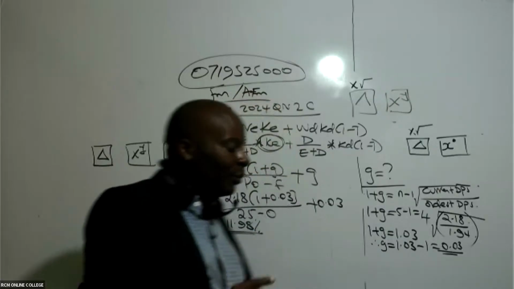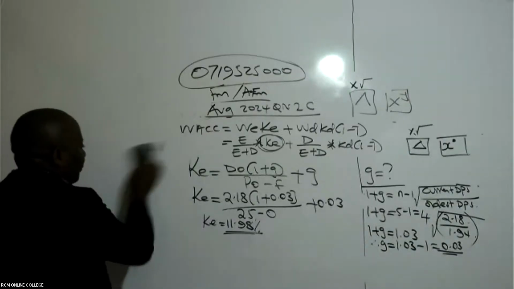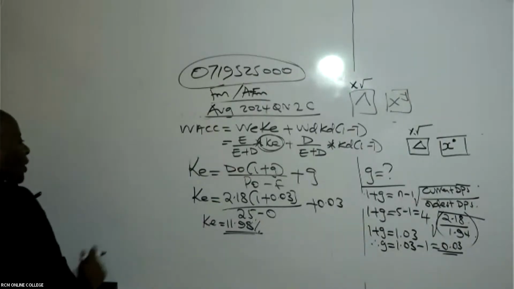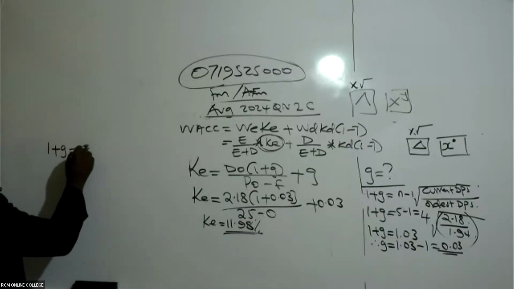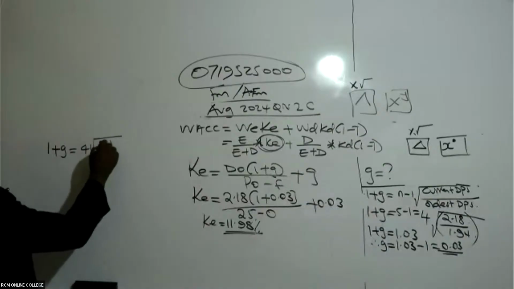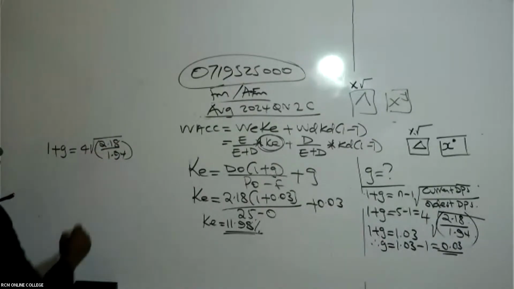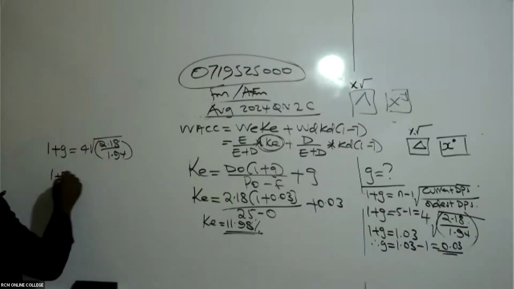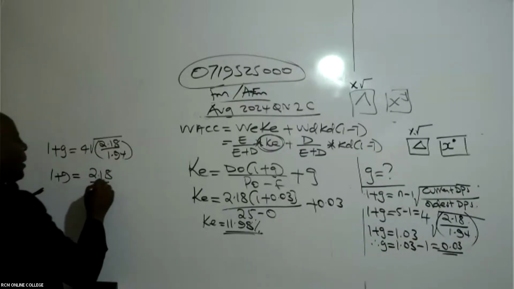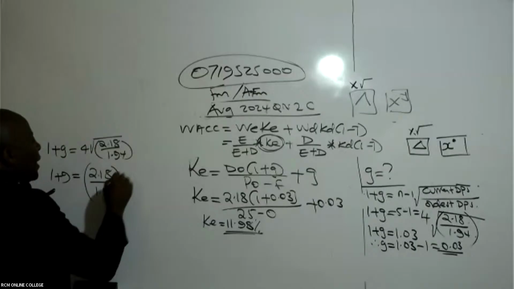Okay, assuming you're not able to see those buttons, then what do we do? This is what we shall do. You see, I can come and say here, my 1 plus g will be equal to the 4th root of 2.18 over 1.94 with brackets like that. Then I'll write that this 1 plus g will as well be obtained by taking 2.18 over 1.94, and then I say raised to.